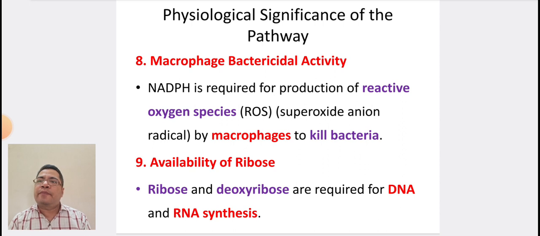Eighth point is macrophage bactericidal activity. NADPH is required for production of reactive oxygen species by macrophages to kill the bacteria. The next point is availability of ribose. Ribose and deoxyribose are required for DNA and RNA synthesis.